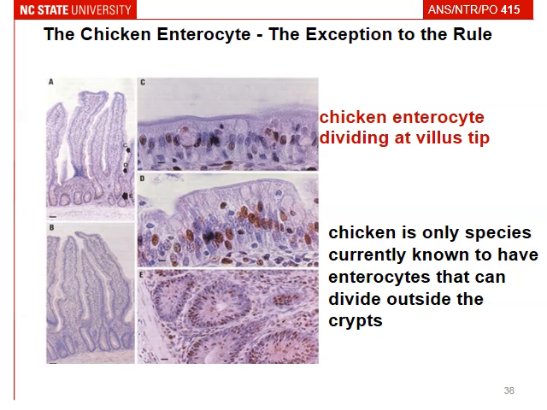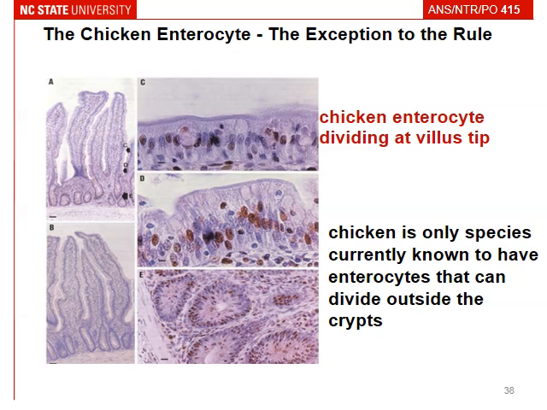So here's some slides of the chicken enterocytes. So here you can see these dark components here. Those are actually enterocytes dividing at the villus tip in the chicken.